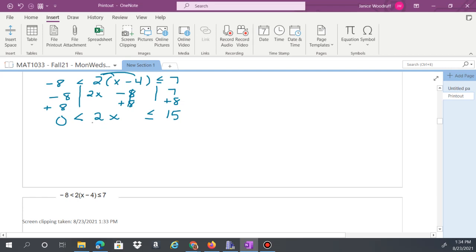And then we're going to divide everything by 2. Okay, 2's cancel. 0 divided by 2 is 0. 0 is less than x, which is less than or equal to 15 over 2. Okay, so we have our answer. We have 0 is less than x, which is less than or equal to 15 over 2. So this is how you're going to enter it.